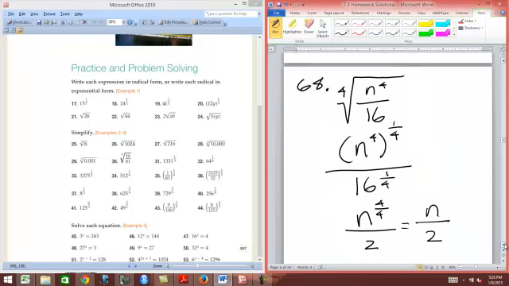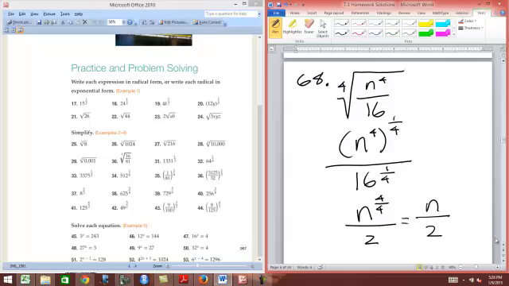Problem 68: the 4th root of n to the 4th over 16. So we get n to the 4th to the 1/4 over 16 to the 1/4. That's the 4th root, so we take the 4th root of the numerator and the 4th root of the denominator.